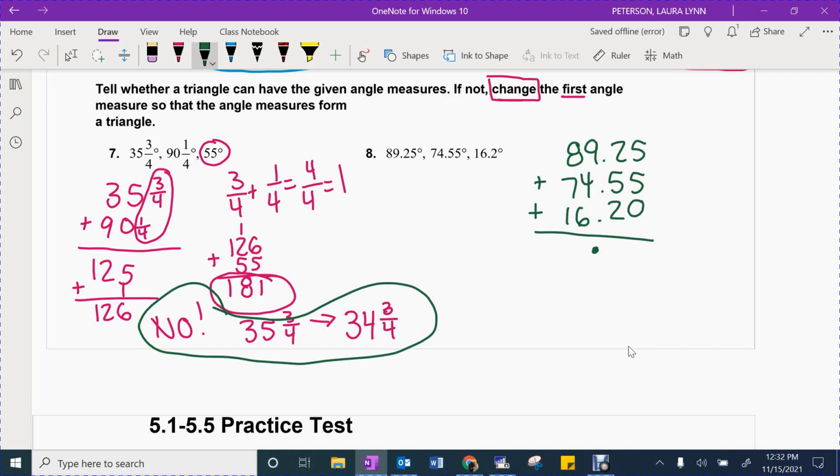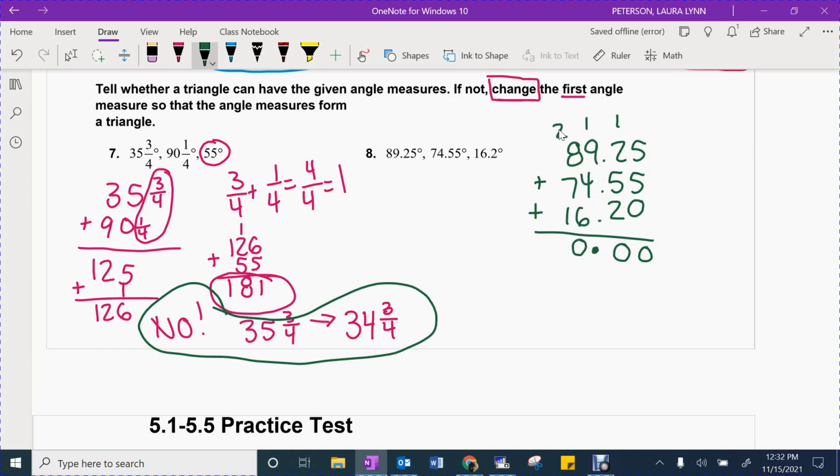5 plus 5 plus 0 is 10. Carry my 1. 5 plus 4, because 2 plus 2 is 4, it's 9 plus 1 is 10. So I carry another 1. 9 plus 1 is 10. 10 plus 4 is 14. 14 plus 6 is 20. So I have another 0, carrying a 2 this time.